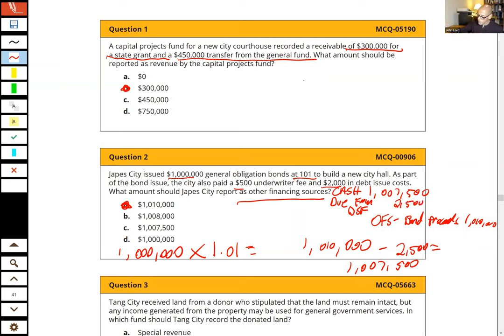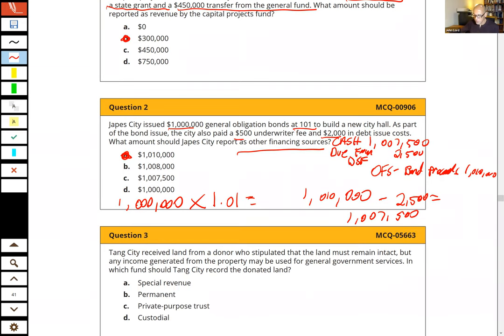Now, what happens? Amounts in excess of the face need to be sent over to what? To the debt service fund, don't they? Okay. So what I'm going to do is go ahead and credit the cash. And this is beyond what they're contemplating in this question. They're going to credit the cash for $7,500. Okay. They're going to go ahead and what? Credit due from debt service fund for $2,500.